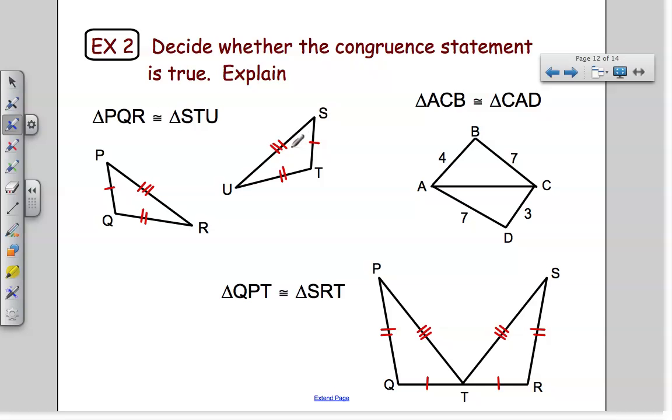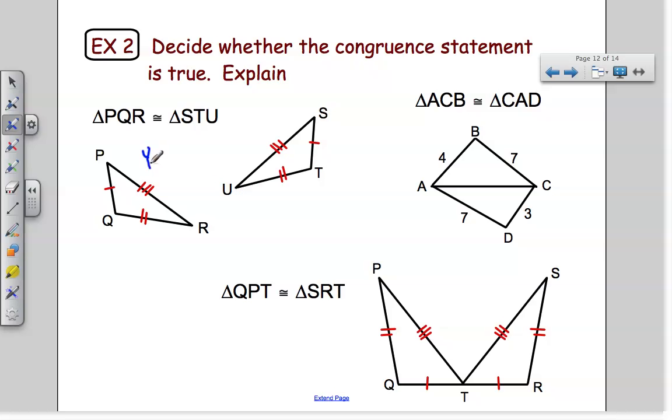Okay, first of all, I notice that I do have 1 tick mark, 2 tick marks, 3 tick marks. All the sides are congruent. I'm tempted to just write side, side, side and say yes, of course, but check your congruence statement. Is it written correctly? They did PQR. PQR would go this way, so I went the 1 tick mark and 2 tick marks. I better do the same here. STU. ST, 1 tick mark, 2 tick marks.